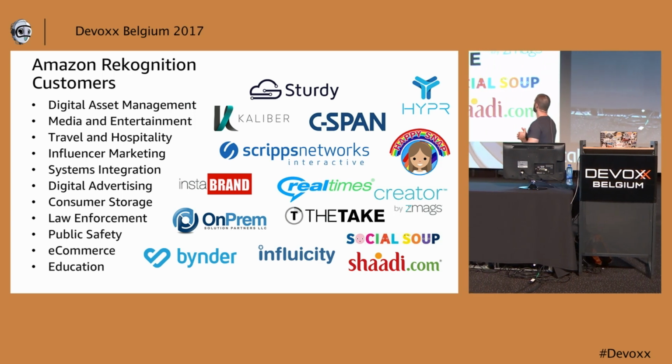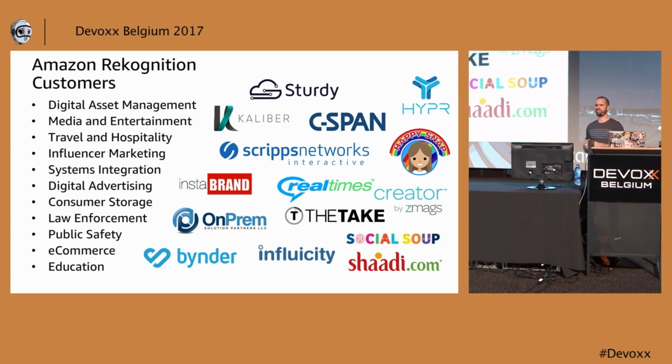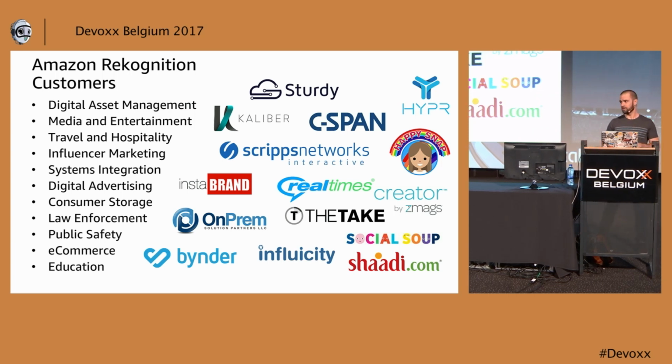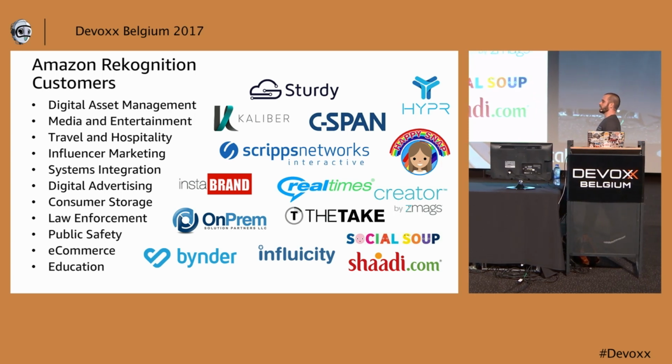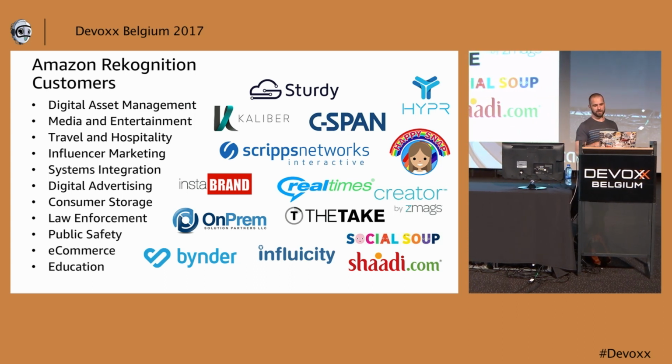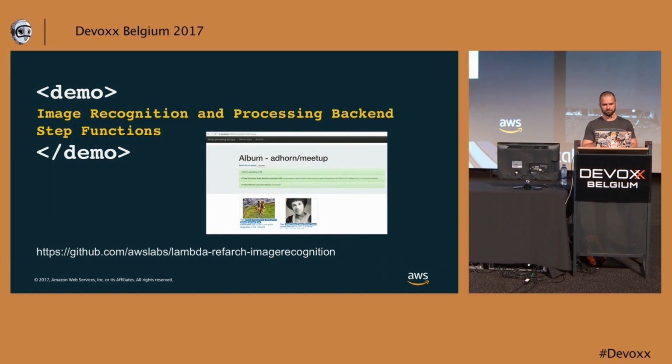Another company in India, Shaadi, uses Rekognition for moderation, right? It's the Tinder of India, you can think. They don't want people to upload trashy pictures, right? So they use Rekognition, and if there is some nudity or things like this, they just discard the image. And it's very simple to use.